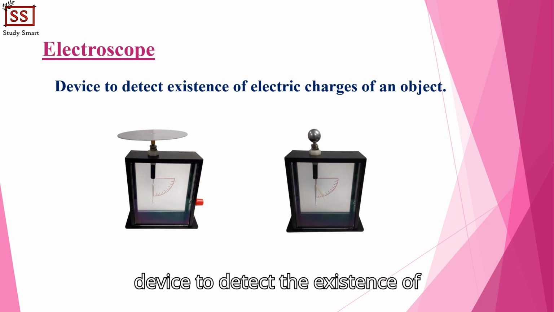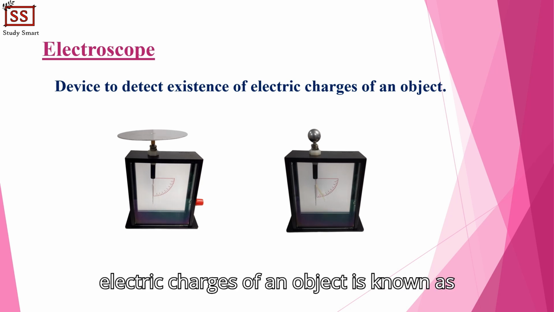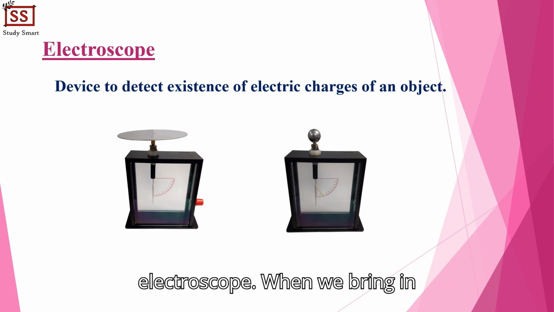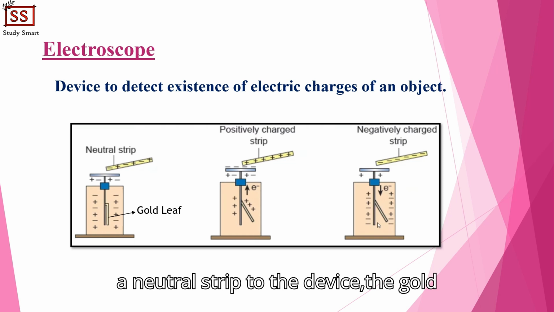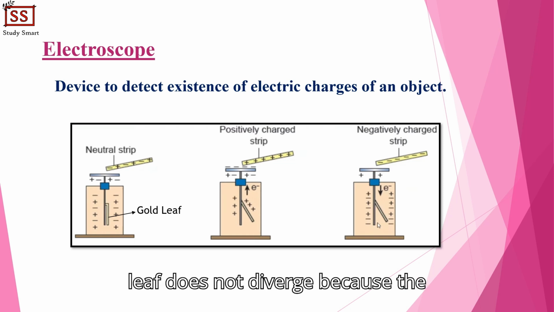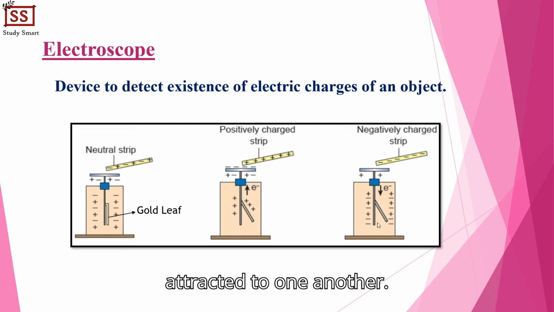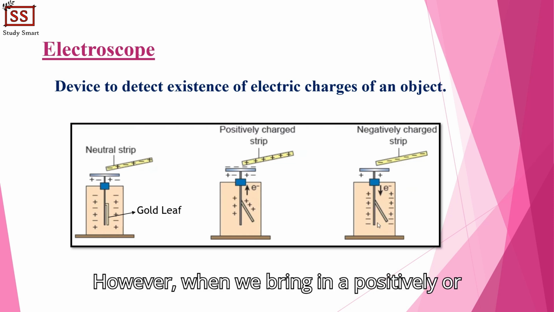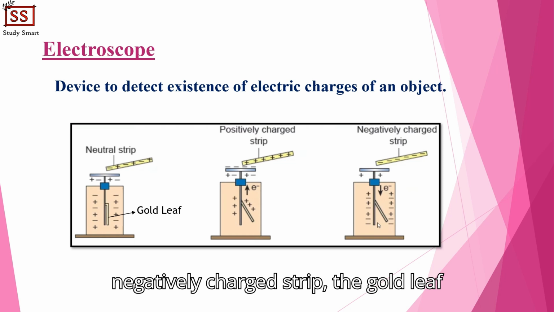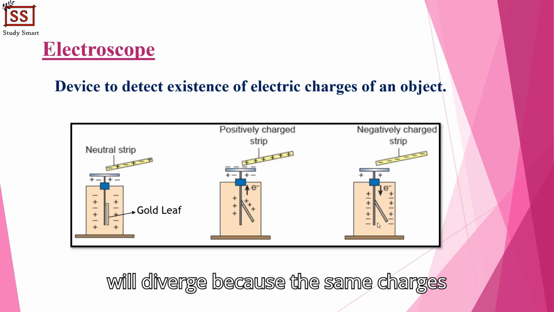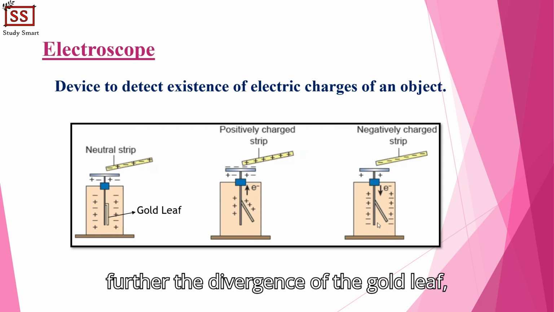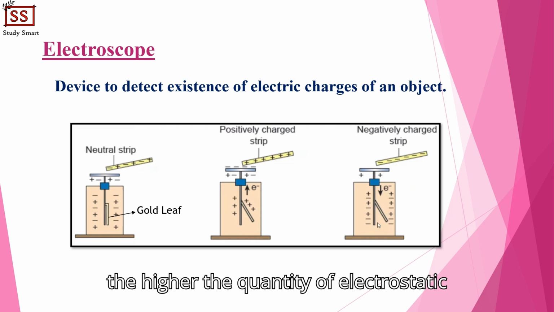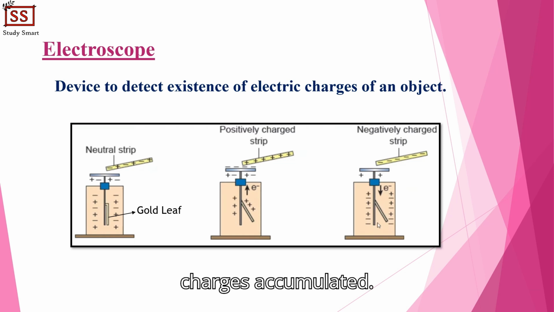The device to detect the existence of electric charges of an object is known as an electroscope. When we bring in a neutral strip to the device, the gold leaf does not diverge because the positive and negative charges are attracted to one another. However, when we bring in a positively or negatively charged strip, the gold leaf will diverge because the same charges repel each other. The further the divergence of the gold leaf, the higher the quantity of electrostatic charges accumulated.